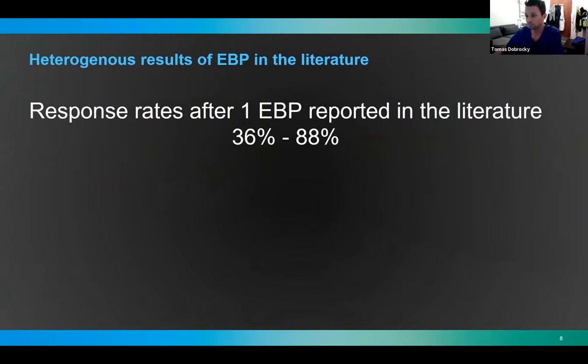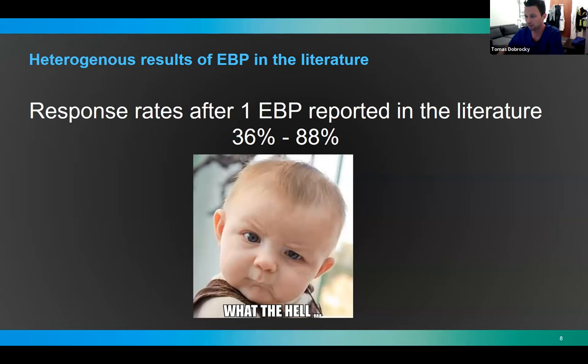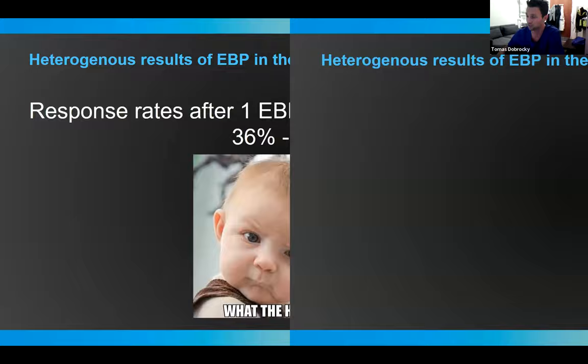How about the epidural blood patch? So if you look into the literature, what we did, the response rates after one epidural blood patch diverge that much. It's somewhere between 1/3 to almost 90%. So how come there's such a huge difference? Somehow it doesn't really make sense. The same method, why would it not work in one center, and why would it work in a different center? Well, there's a lot of heterogeneity.